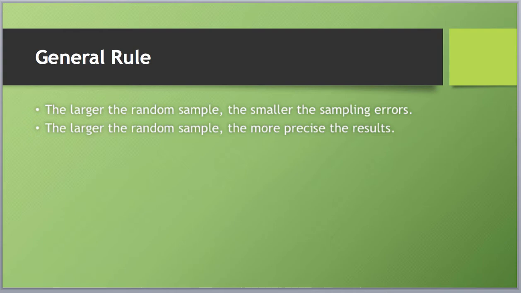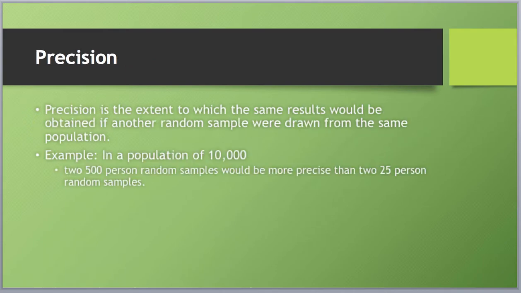Okay, here's the general rule. The larger the random sample, the smaller the sampling errors. The larger the random sample, the more precise the results. Okay, precision. Precision is the extent to which the same results will be obtained if any random sample were drawn from the same population. Make sure you know that definition for your exam, please.